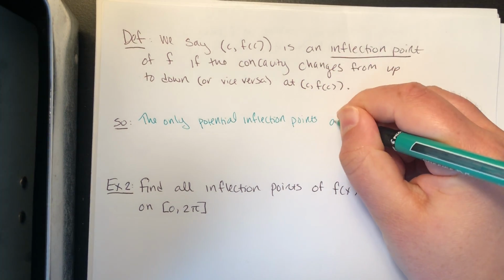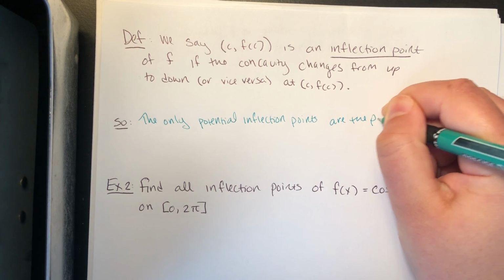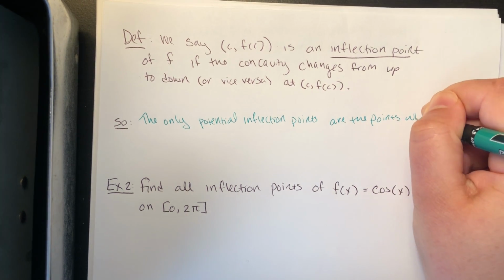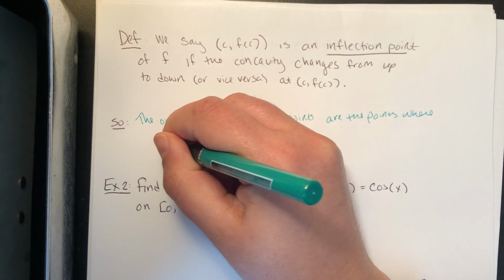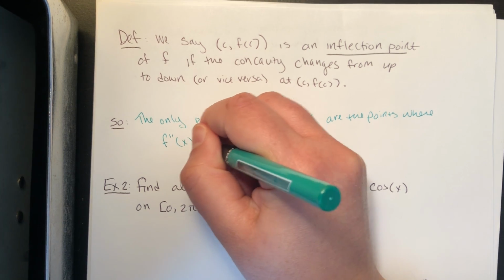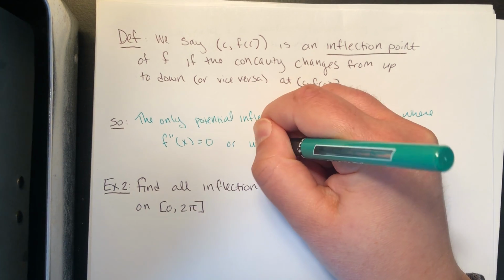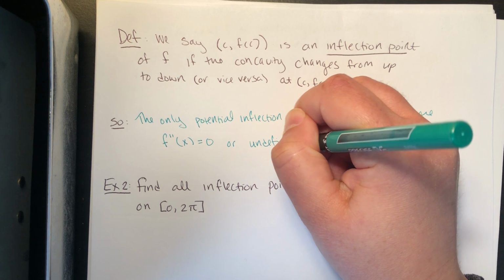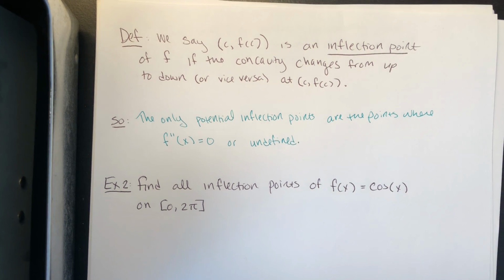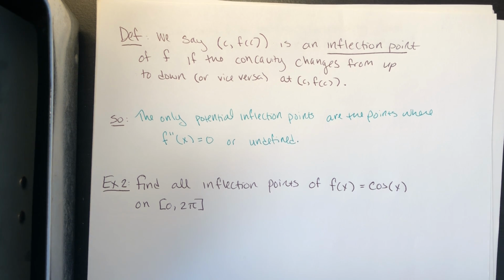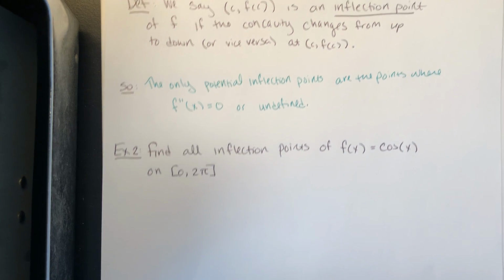are the points where f double prime of x is either equal to 0 or undefined, because the only time f double prime could change from negative to positive is if it passes through 0 or if it's undefined. Okay, so with that in mind, let's look at one more example here.